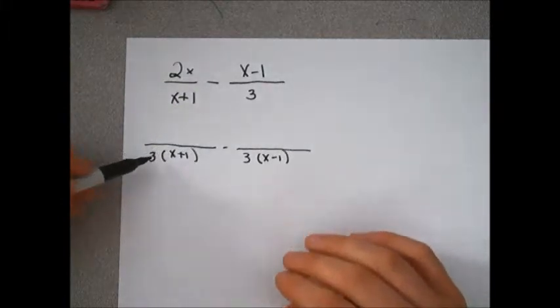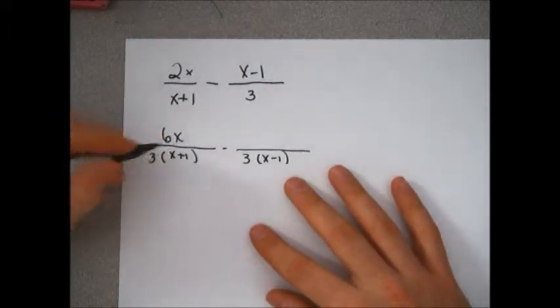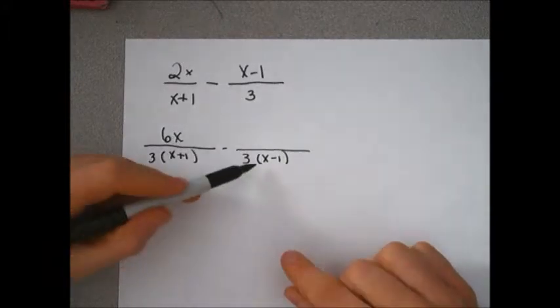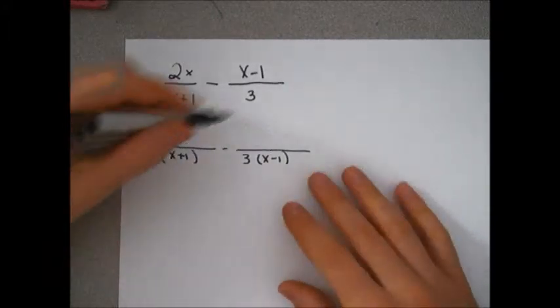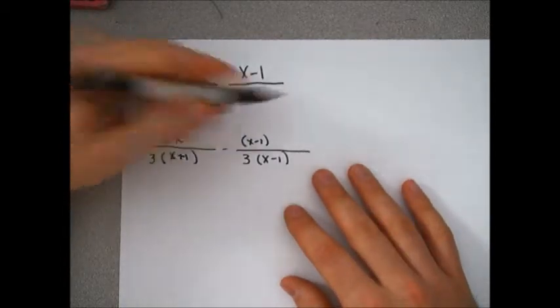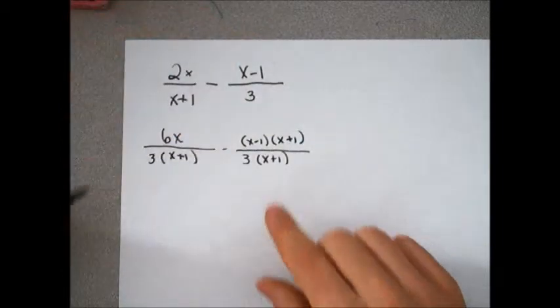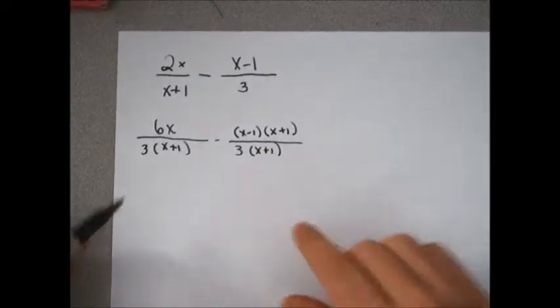Okay, on the left, what was this missing? This was missing the 3, so we multiply the top by 3, and that gives us 6x. Over here, we were missing an x plus 1. We already had an x minus 1 up top, but we were missing the x plus 1 on the bottom. So we do x plus 1. That should have been a plus down there the whole time.